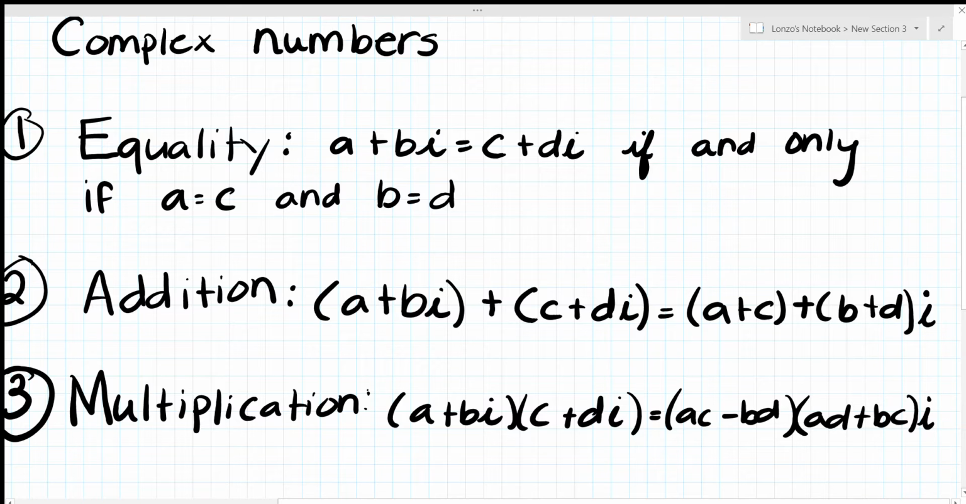And the multiplication is pretty simple. It's self-explanatory. You just FOIL it out. If you have a plus bi times c plus di, do your regular FOILing, and you should get ac minus bd, and then ad plus bc times i. So those are some of your properties of complex numbers.